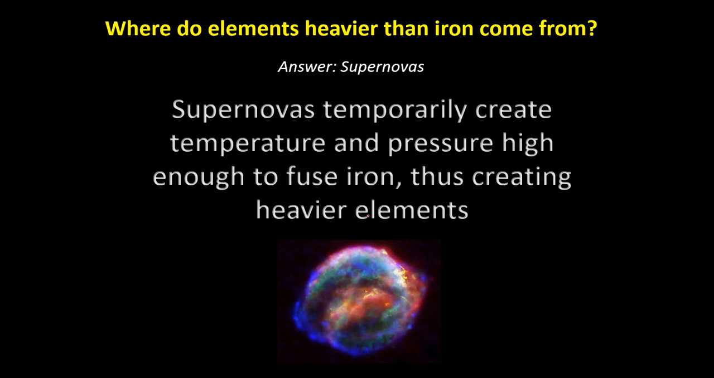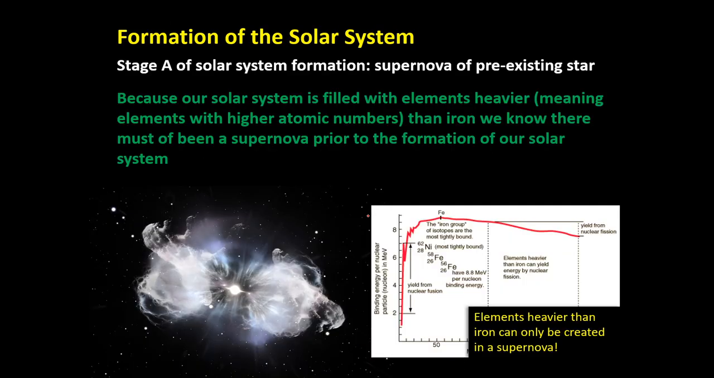So this is interesting because it shows that our solar system could not have been the first solar system in this part of our galaxy. We came kind of riding on the coattails of a supernova. And it's quite possible that the nearby supernova is what caused our particular solar nebula to collapse gravitationally and become condensed into our sun that we have today. Okay? So we are what's called a second generation star. So stage A of our solar system formation was the supernova of a pre-existing star.